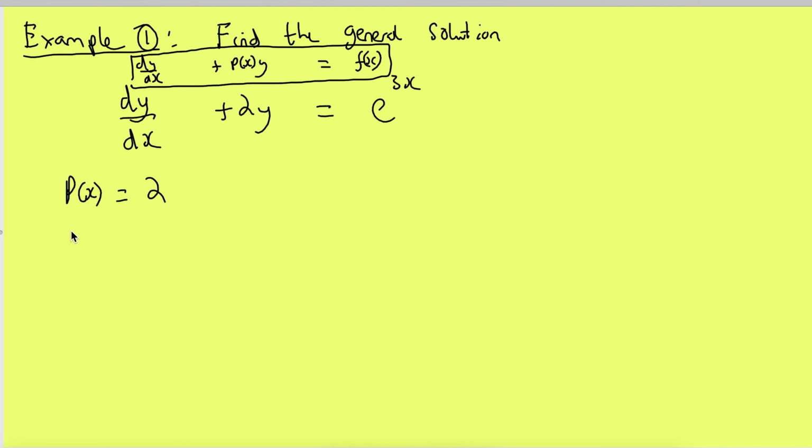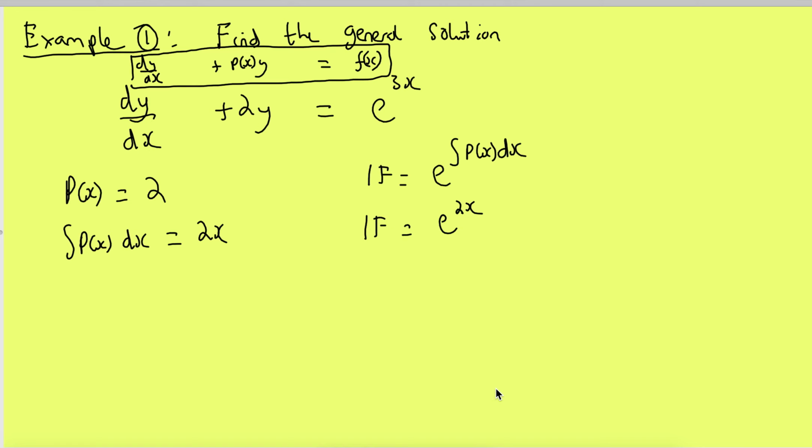Then you integrate p of x with respect to x. If you integrate 2, you get 2x. Simple as that. Now, your integrating factor is e to the integral of p of x dx. But I've already worked that out. That's 2x. So IF is e to the power of 2x, and that's you done. Sometimes you might get to a stage where you've got ln's in here, and you need to simplify because e and ln will cancel each other out. But in this situation, that integrating factor is as simple as it can be.